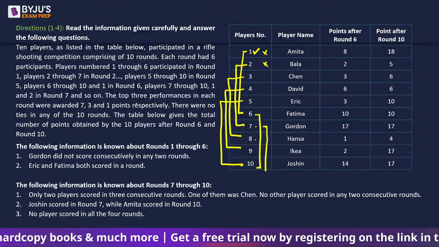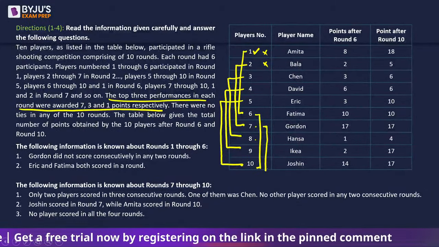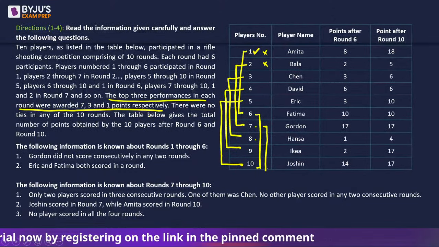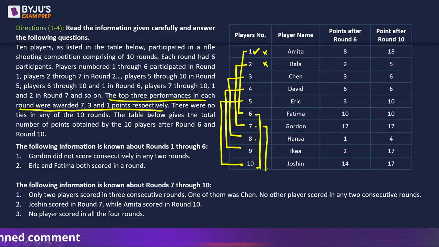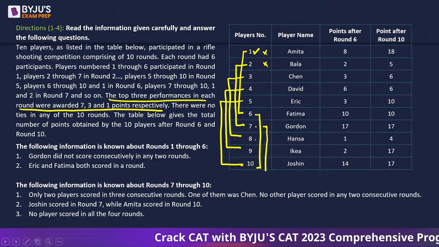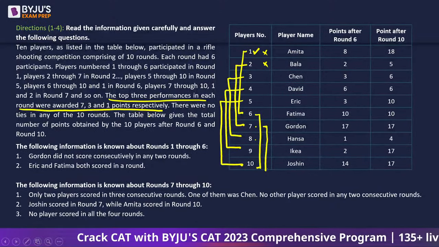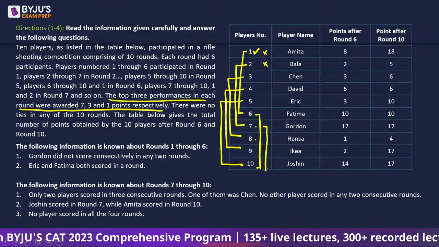The top 3 performances in each round were awarded 7, 3 and 1 points respectively. And there were only 3 top performances. It's not that out of the 6, everyone got something. See, in every round 6 players are playing, and only 3 are being awarded. And the points awarded are 7, 3 and 1. It's not a typical 2, 1 and 0. There is a huge difference between the first and the second guy. Next, there were no ties in any of the 10 rounds. Means no 2 people will get 3, no 2 people will get 7, no 2 people will get 1.